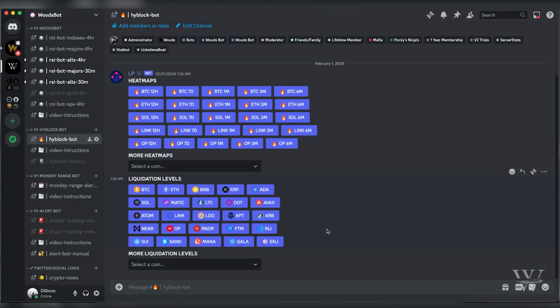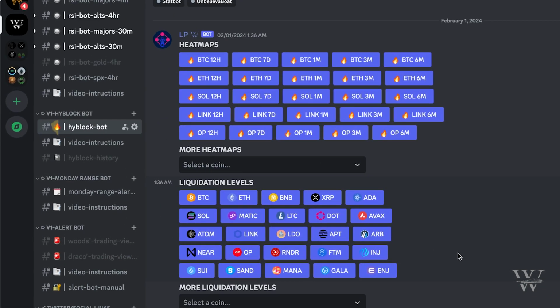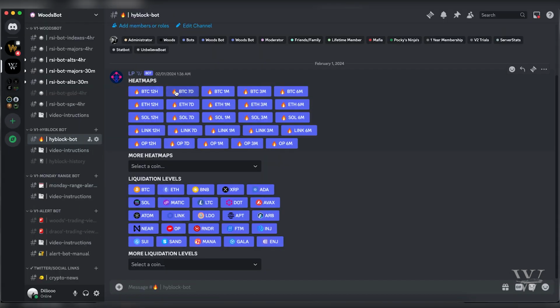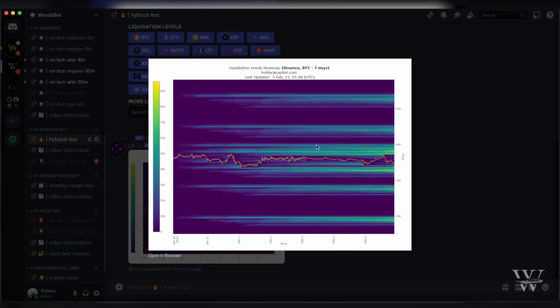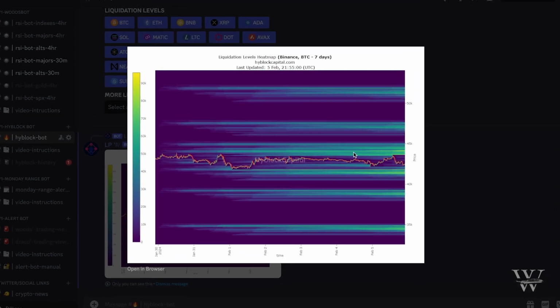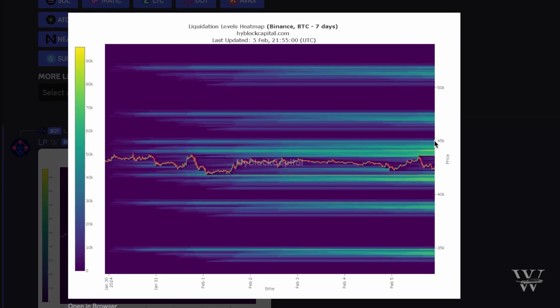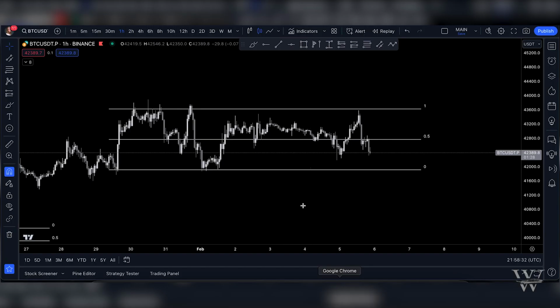Inside of WoodsBot, one of the bots that we have is the high block bot. This gives you a snapshot of liquidity on different time frames on specific coins. I'll show you here if we click BTC 7-day. This gives you a snapshot of where liquidity is sitting, and you can clearly see, just below 45 and about 44K here, you have a ton of liquidity. Go to the chart.